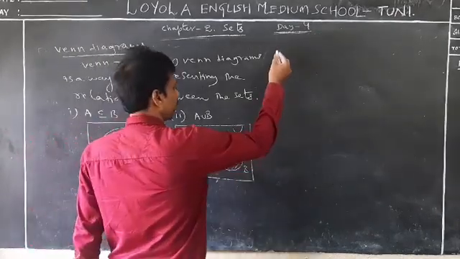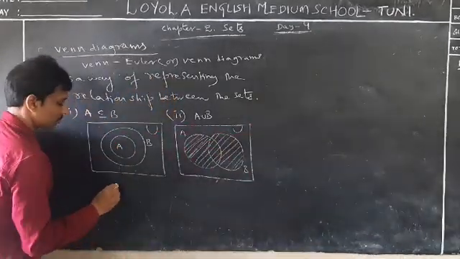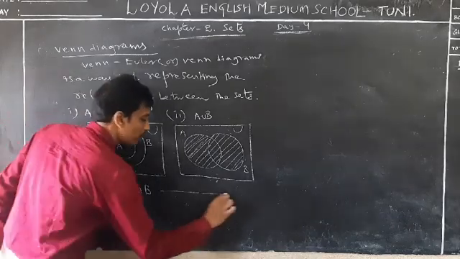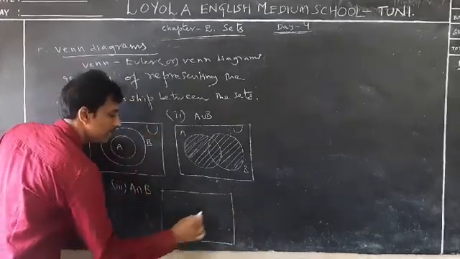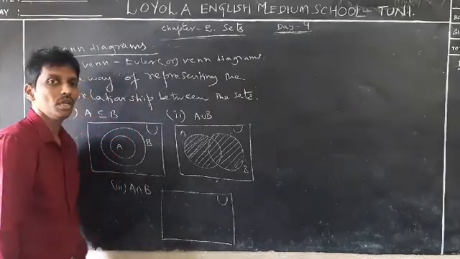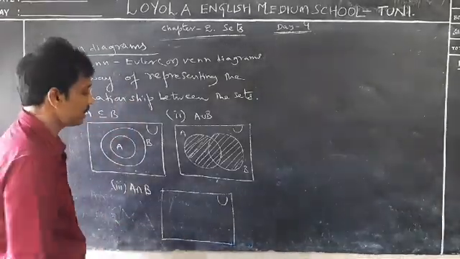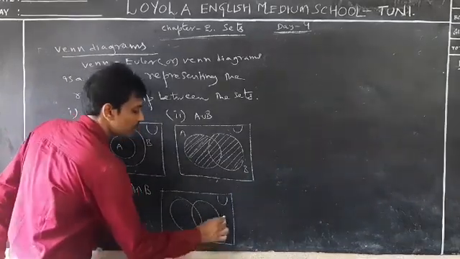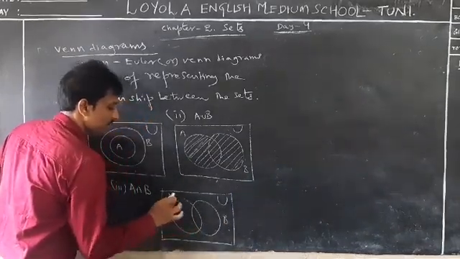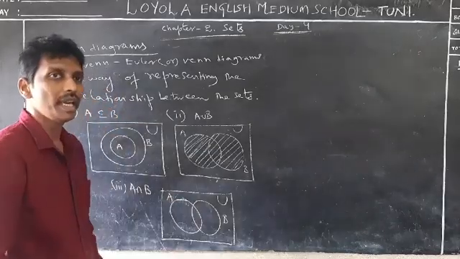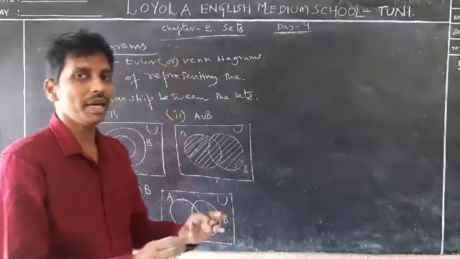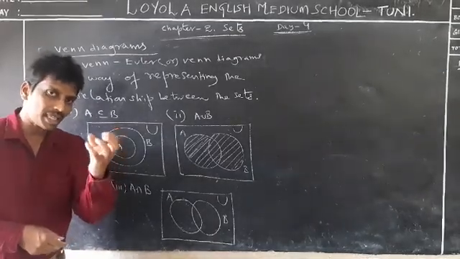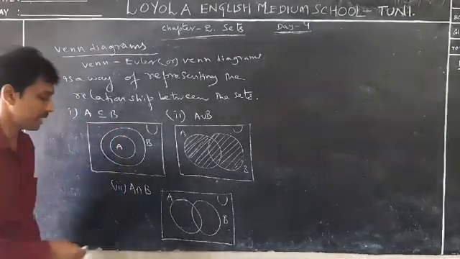And next, third one is A intersection B. To represent A intersection B, first of all we draw a rectangular box which represents the universal set. Let us draw two circles to represent the two sets A and B. A union B means we combine the two sets. A intersection B is nothing but the common part from both the circles.